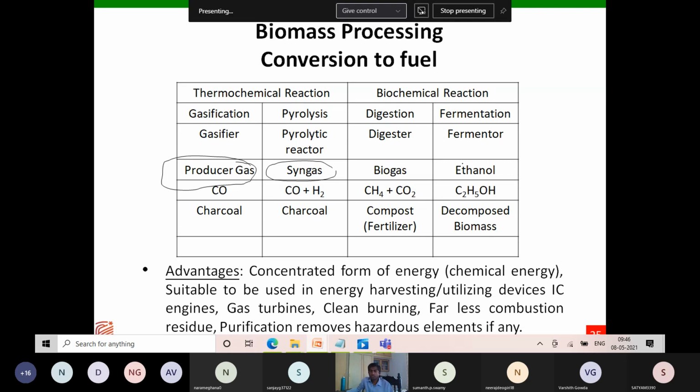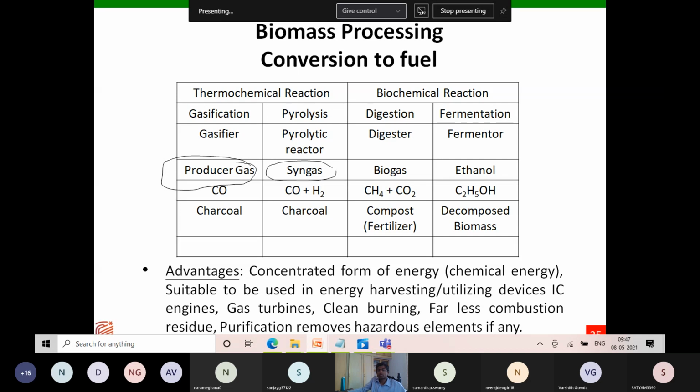Fermentation is with the utilization of the catalyst from the yeast microbe, that is zymase. It helps in the conversion of sugar to ethyl alcohol. So ethyl alcohol, these are the different products. So like this, the biomass is converted into various conversion fuels.